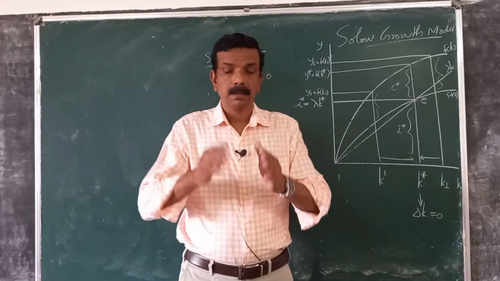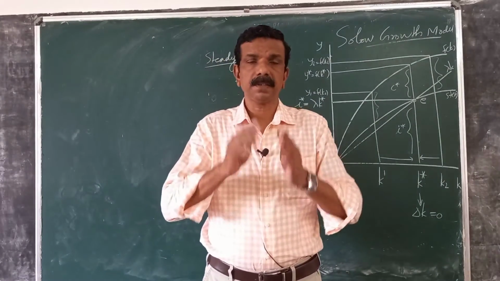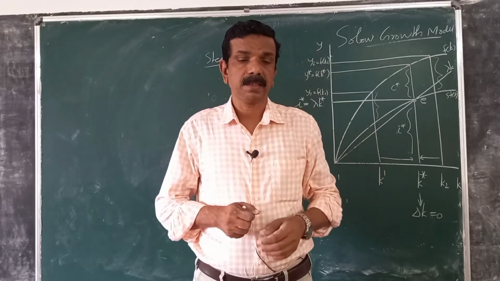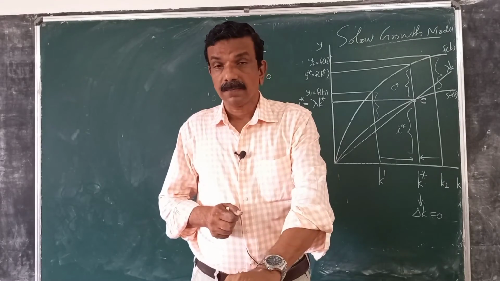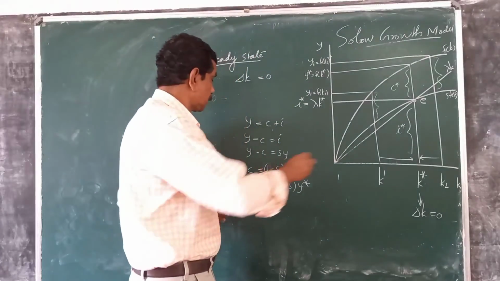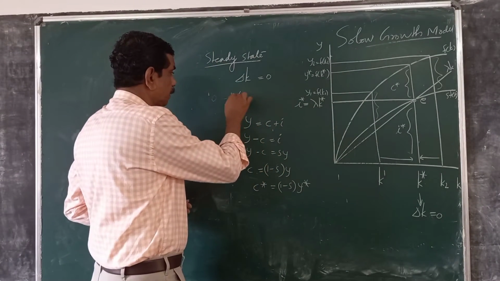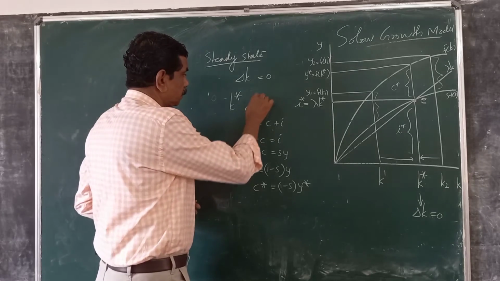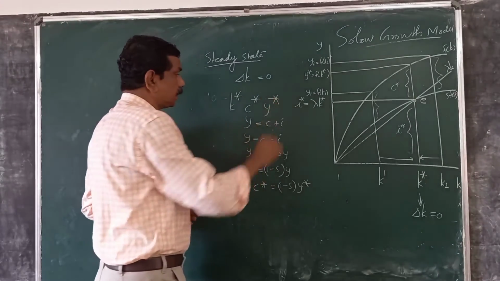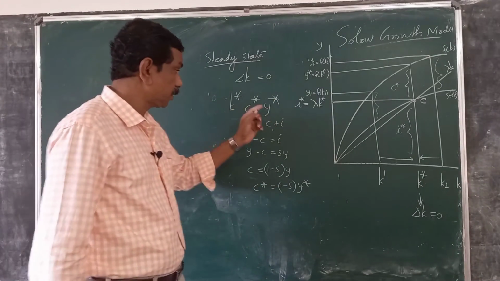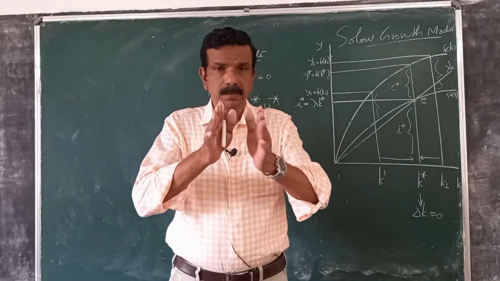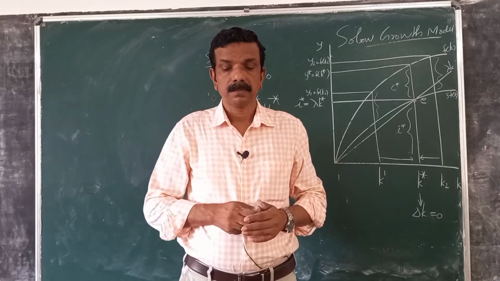So, the dynamics of the Solow model gives us a full understanding of the steady state. The steady state occurs at K star, C star and Y star. Steady state is associated with K star, C star and Y star. It is where the economy will move and stay.